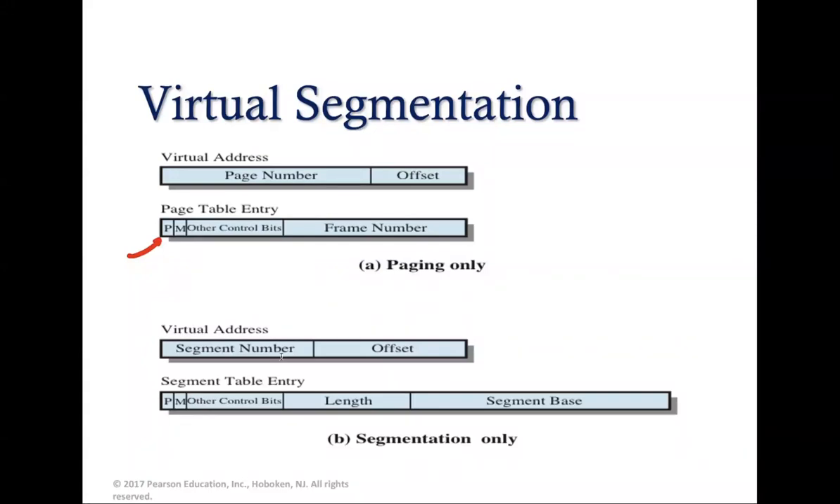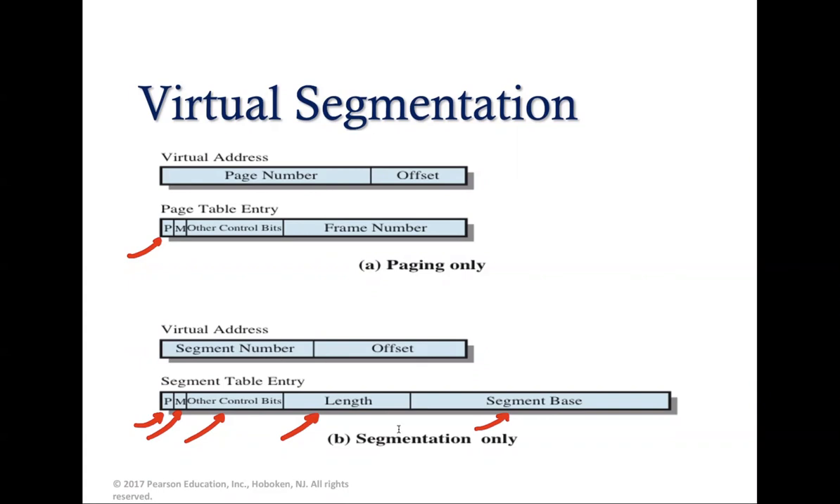For the segmentation only strategy, we have the present bit, and we also have the modified bit. We have some other control bits. And if the present bit is set to 1, we do have the length of the segment as well as the segment base address. The modified bit is merely added to indicate if the contents of this segment have been altered since this segment was last loaded into main memory or not.